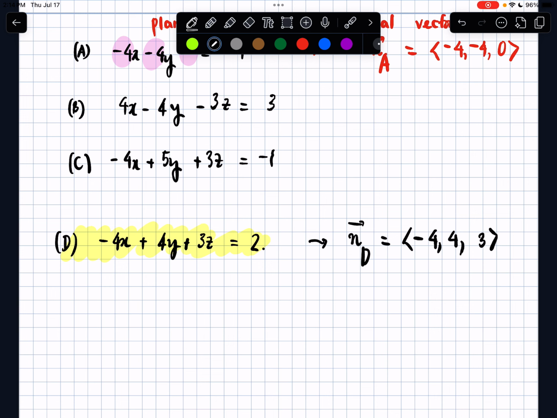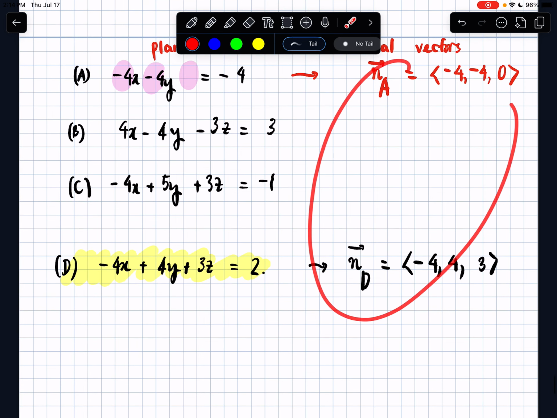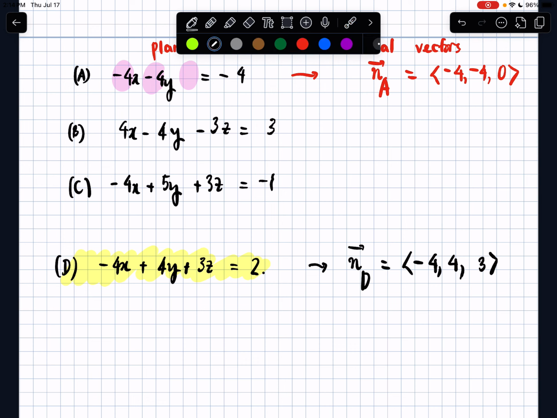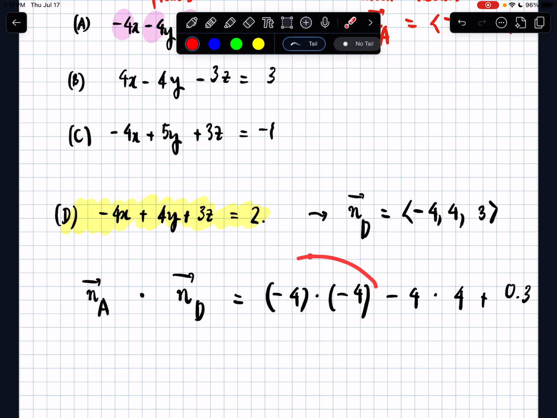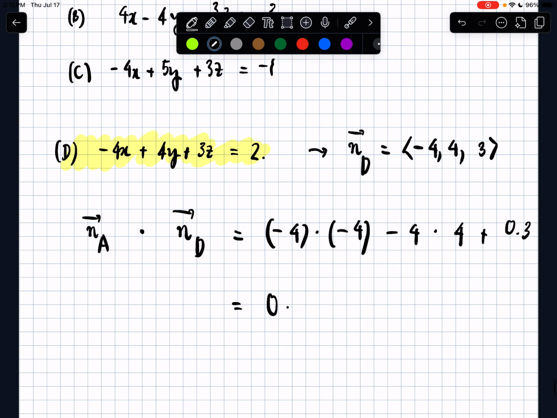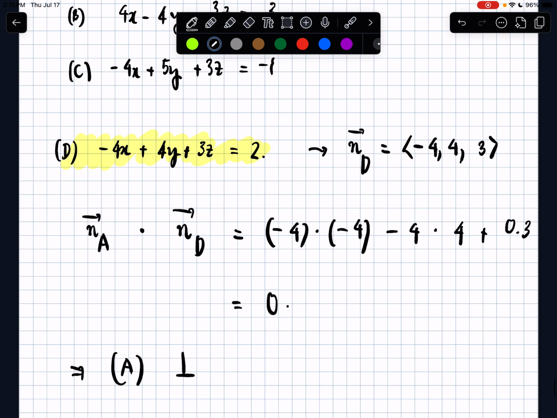So looking at the two, we can see that the two planes are perpendicular because NA dot ND is -4 times 4, plus 4 times 4, plus 0 times 3. So we have minus 16 plus 16 plus 0, which gives us 0. The plane A is orthogonal to plane D.